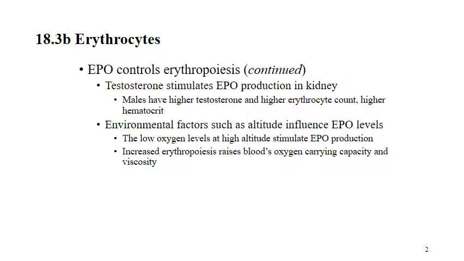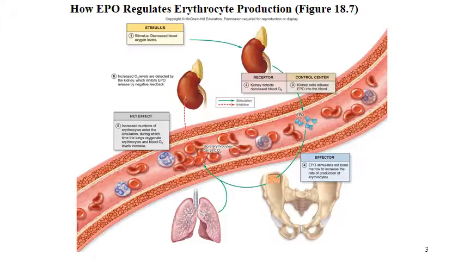And then increased erythropoiesis is going to raise, again, that blood oxygen carrying capacity and viscosity. Right? That's one of the things we talked about. If you have too many red blood cells or a lot more red blood cells, you're going to have higher viscosity of blood. And if you have more plasma, then of course it's going to be a lower viscosity.